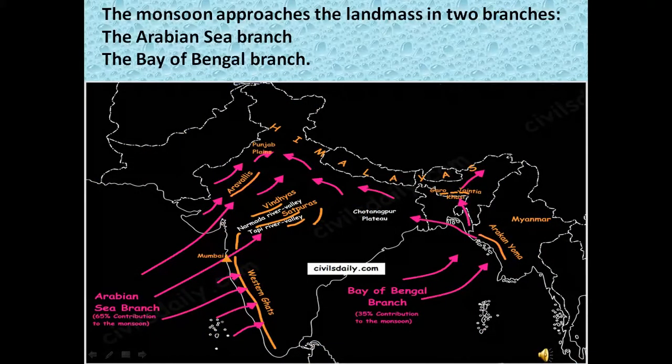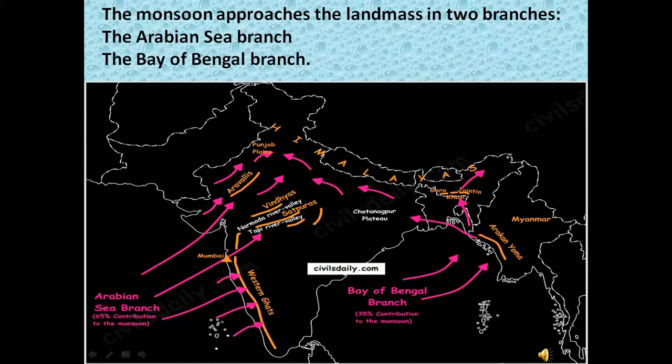These moisture-laden winds finally approach the country, and the advent of these violent winds is known as the burst of the monsoon, students. Now, on reaching the Indian subcontinent, they are divided into two branches: the Arabian Sea Branch and the Bay of Bengal Branch. The Arabian Sea Branch causes heavy rainfall along the coastal areas of the Western Ghats.